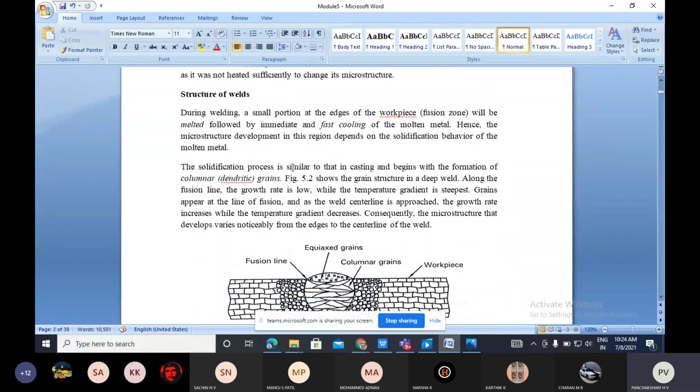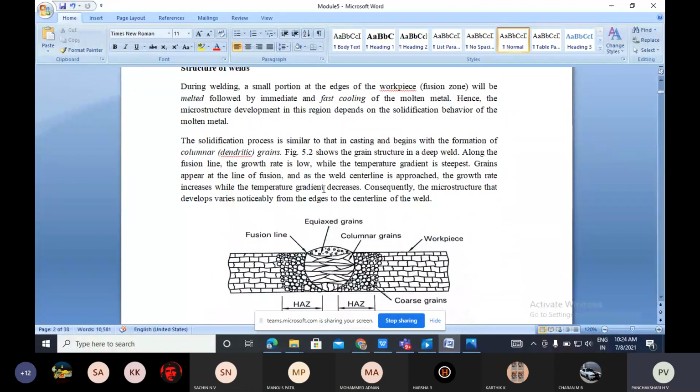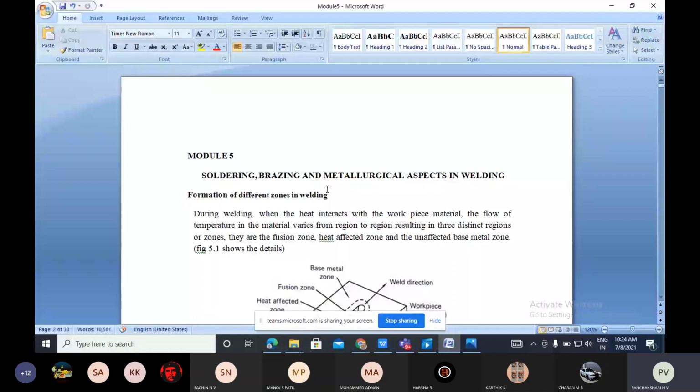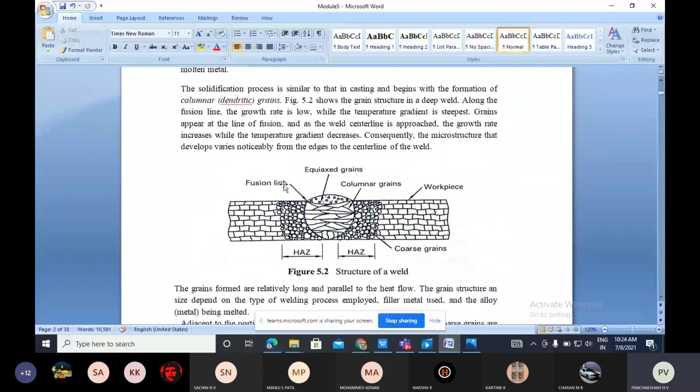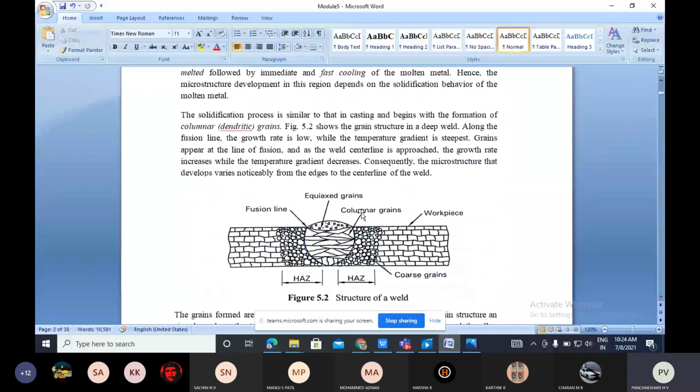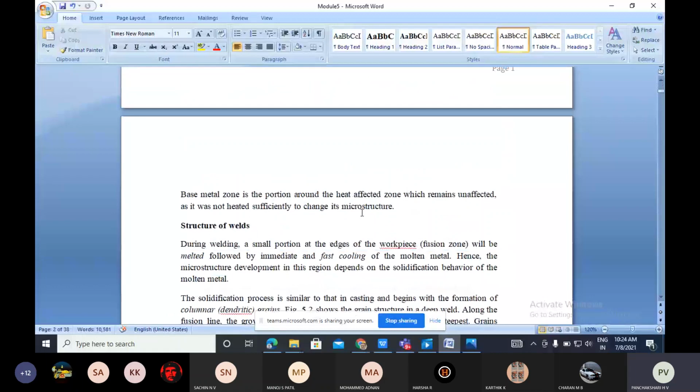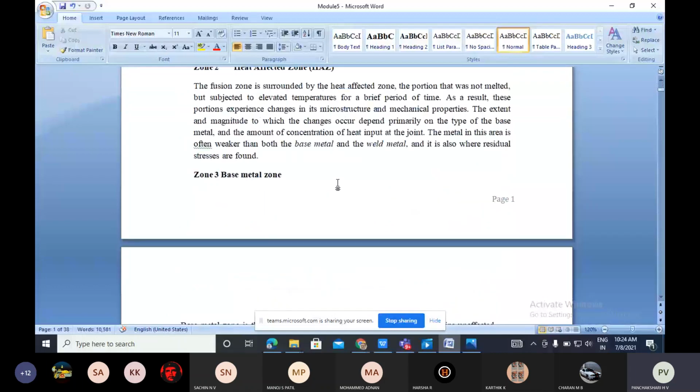Any question on this HAZ, heat affected zone, you can ask now. After that, we are going to study the weld structure. Questions on the basics of heat affected zone? No, sir, nothing, sir. Understood. Okay. Next, let's go to the structure of weld.